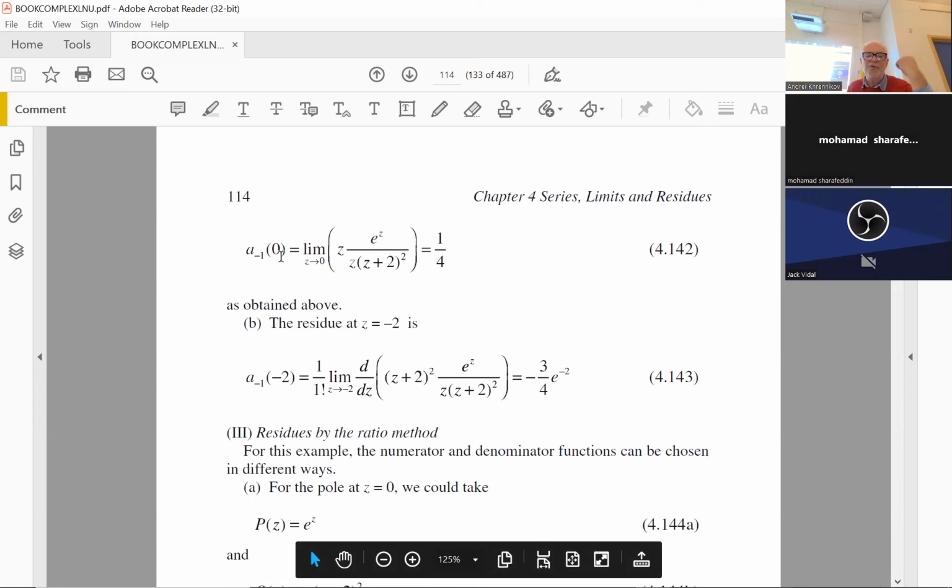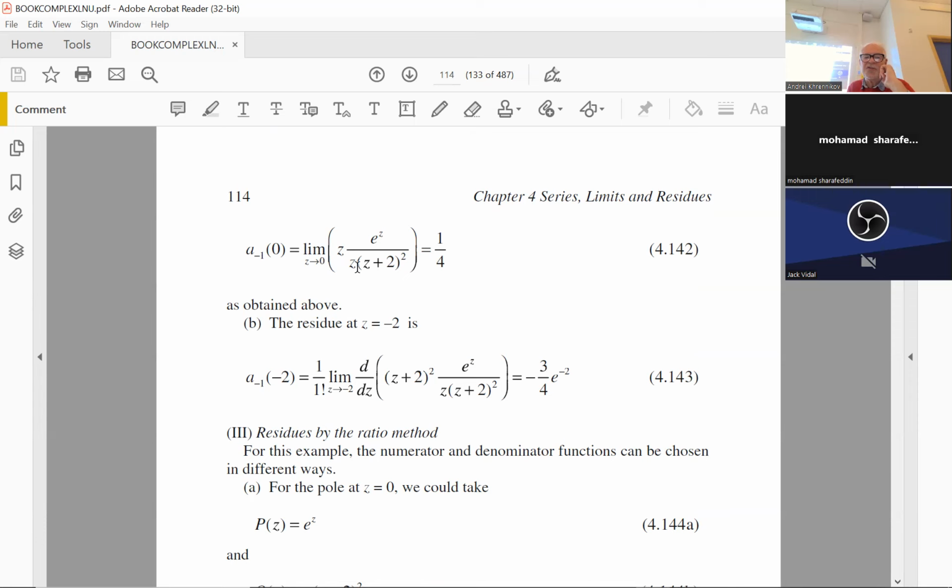So this is a pole of degree 1. We just multiply our function by z. So z and z cancel each other, and the limit as z goes to 0 is 1/4. So here it's very trivial.